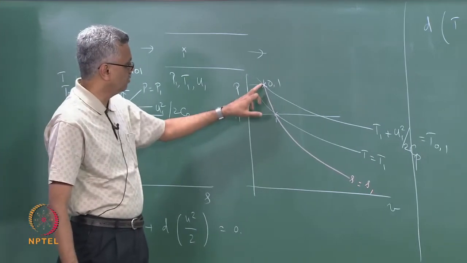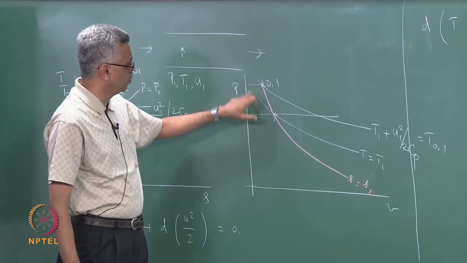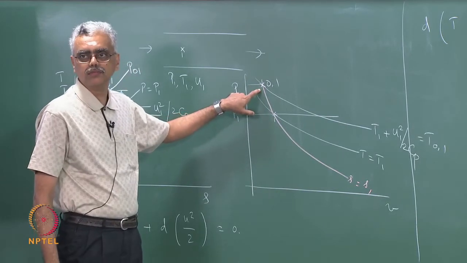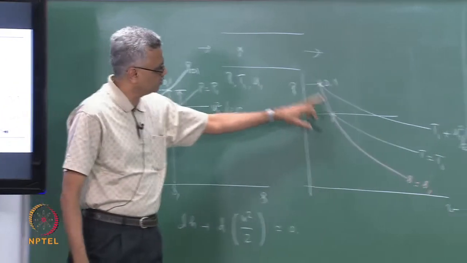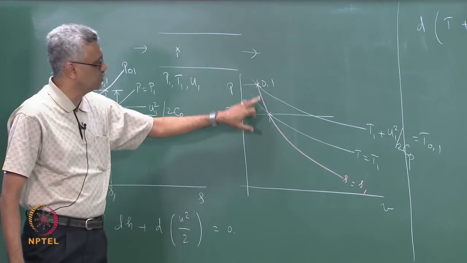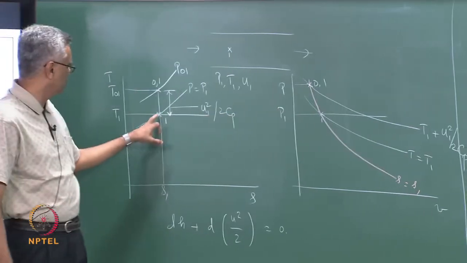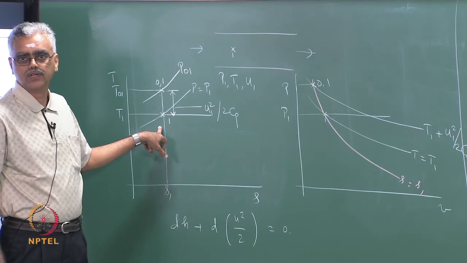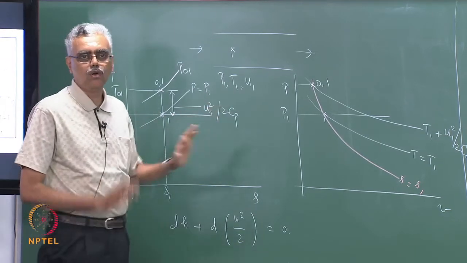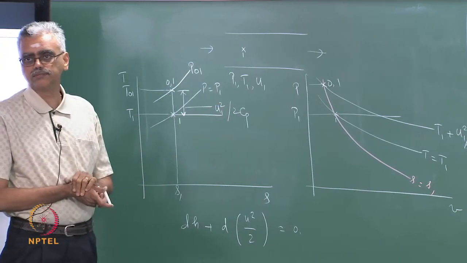Notice that I am travelling along the same isentrope to go from 1 to 0, 1, just like what I did here. I travelled along the same isentrope to go from 1 to 0, 1. I am doing the same thing here. I am travelling along the same isentrope to go from here to there. So now I have illustrated all the information that I wanted to illustrate.